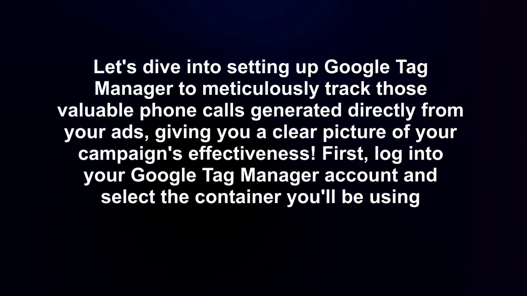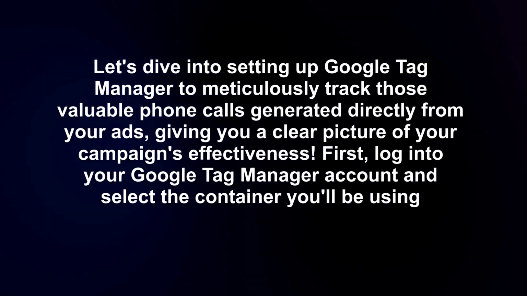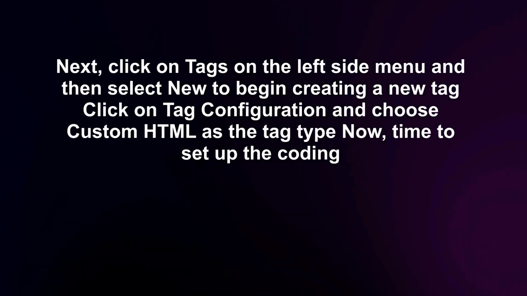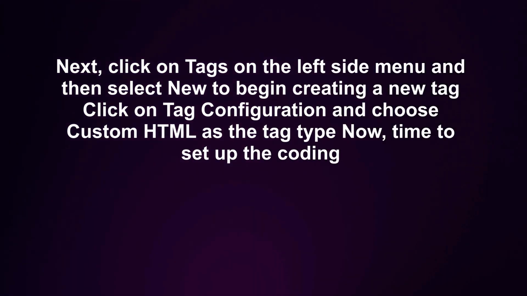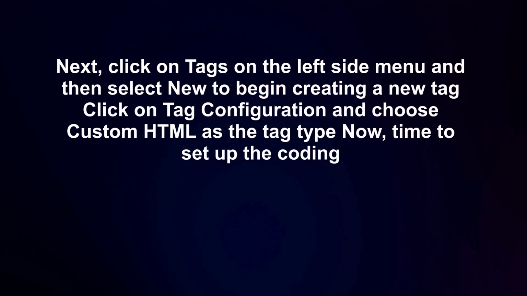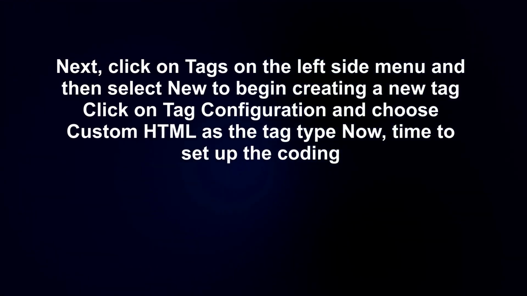First, log into your Google Tag Manager account and select the container you'll be using. Next, click on Tags on the left side menu and then select New to begin creating a new tag. Click on Tag Configuration and choose Custom HTML as the tag type.